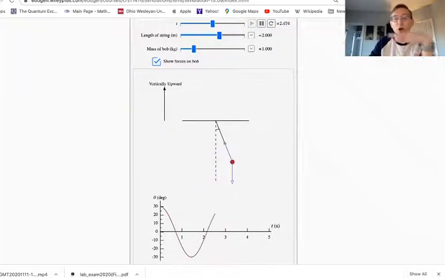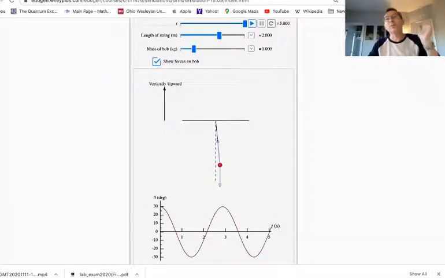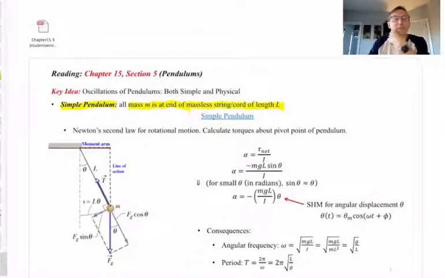Now it's always pointed along the string towards the support, but its magnitude changes during the course of the swing. So the tension force is somewhat complicated to deal with, isn't it? All right, but what we want to understand is why this is oscillating and how we can describe the oscillations quantitatively. So now I want to go back to my picture, and you'll see down there in the lower left corner, we've got a free body diagram for the bob part of the simple pendulum.